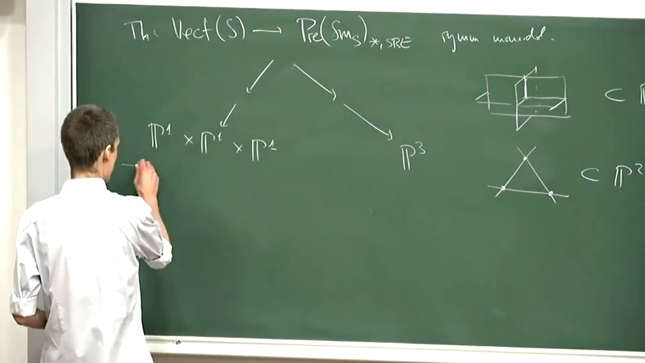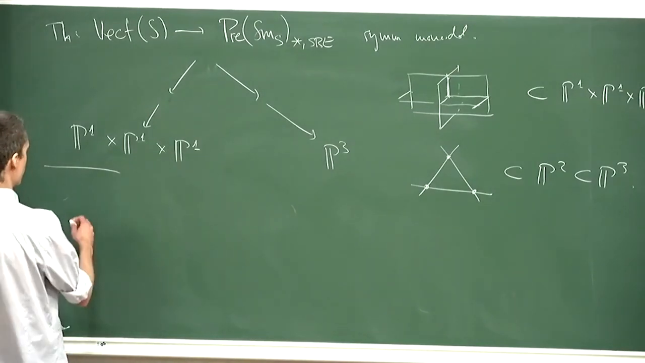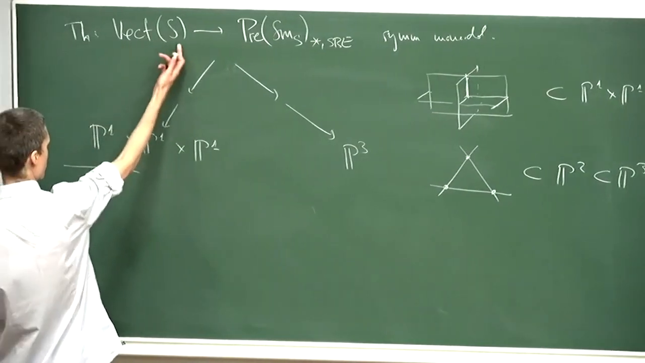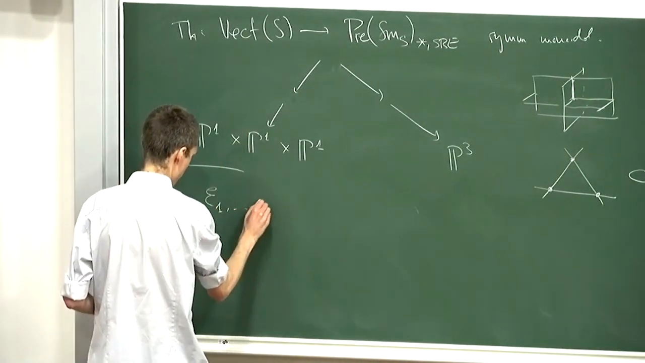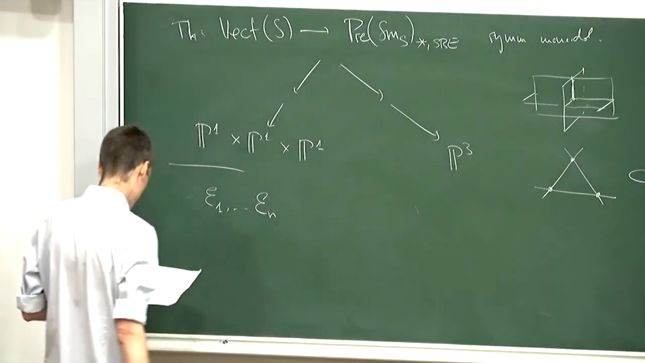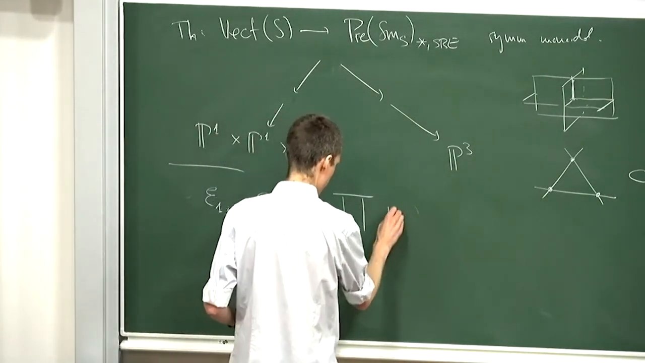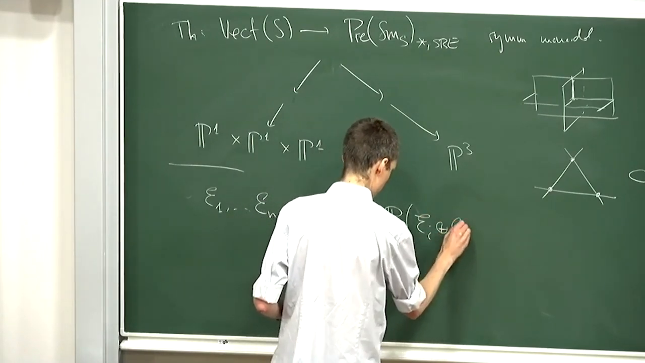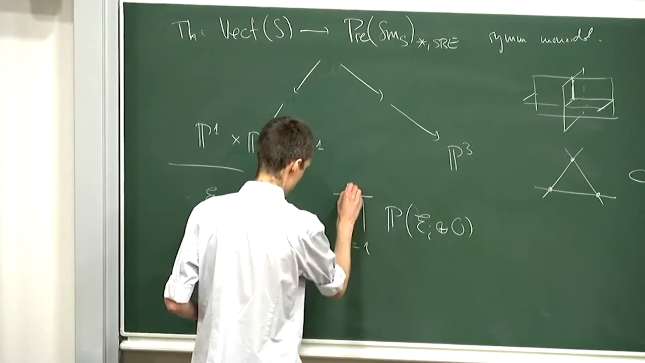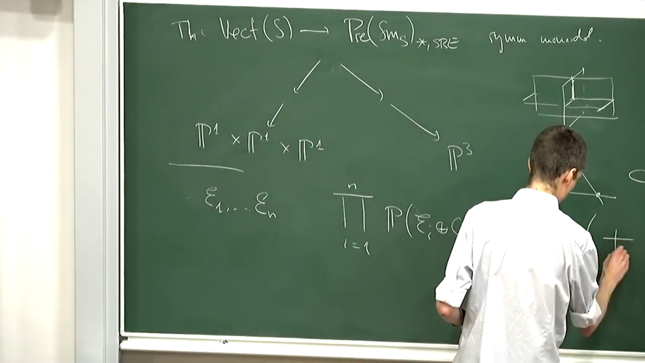Okay, so that's the next case which you can work out explicitly, but now, to get a symmetric monoidal thing, you have to consider an arbitrary finite family of objects, E1 to En. And then you have to relate the product of these projective bundles with the projective bundle of the direct sum.